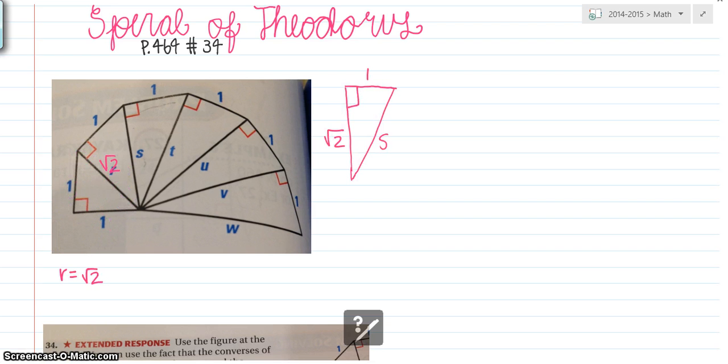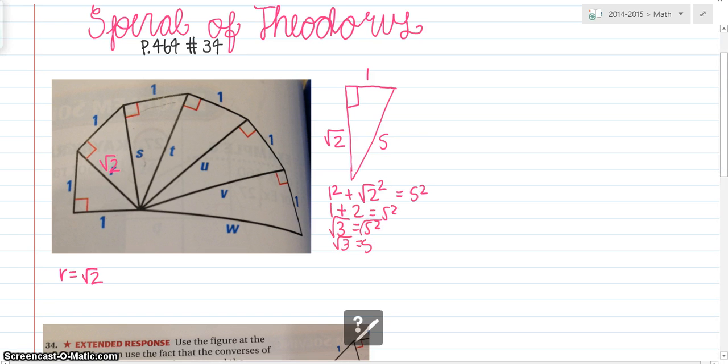To find s, we'll be using the Pythagorean theorem by adding 1 squared plus square root of 2 squared equals s squared. As you can see, s came out to square root of 3, because when you square both of these, it comes out to 3 equals s squared, and you would just square root it to get rid of the power. Now we'll be trying to find the value of t.